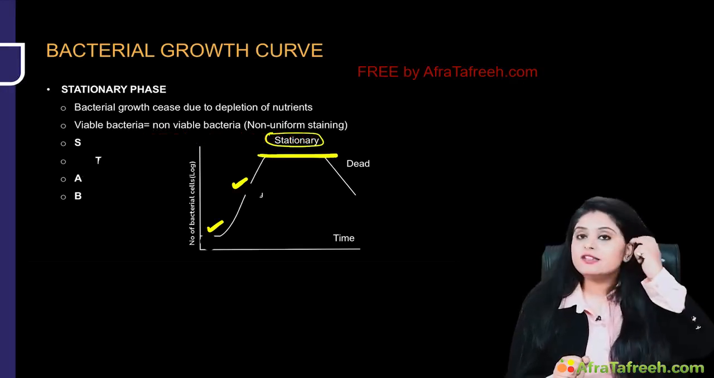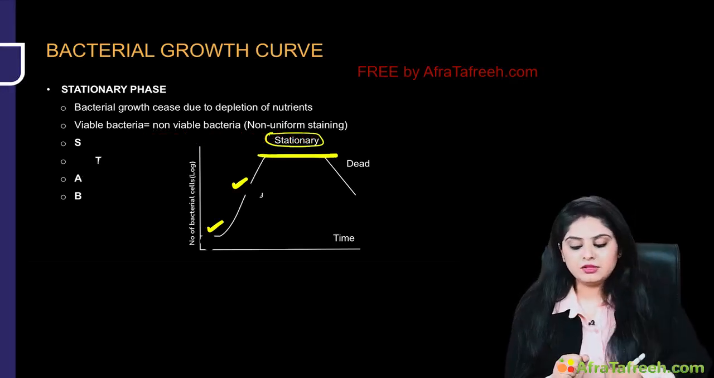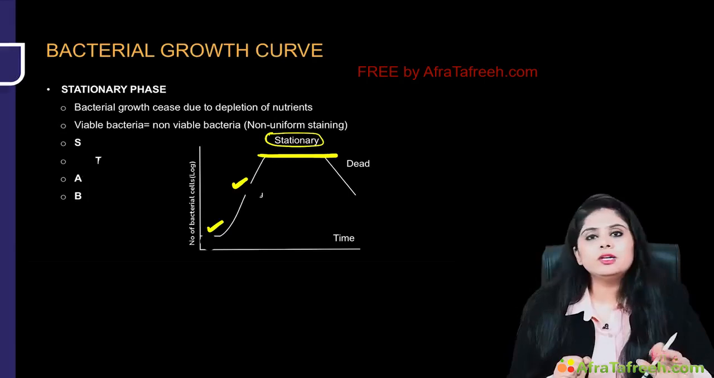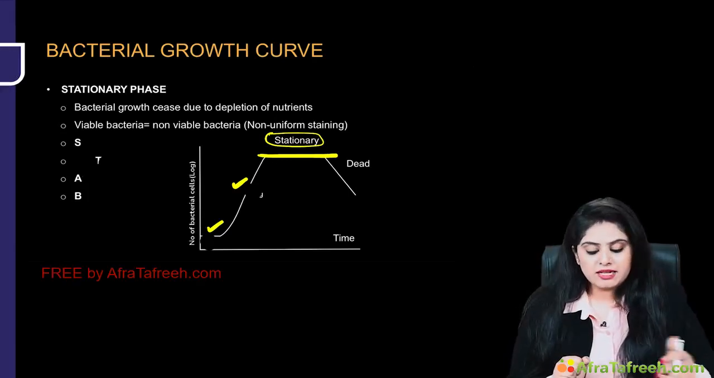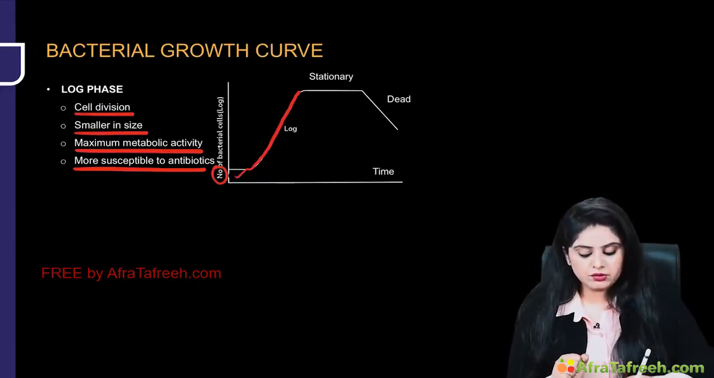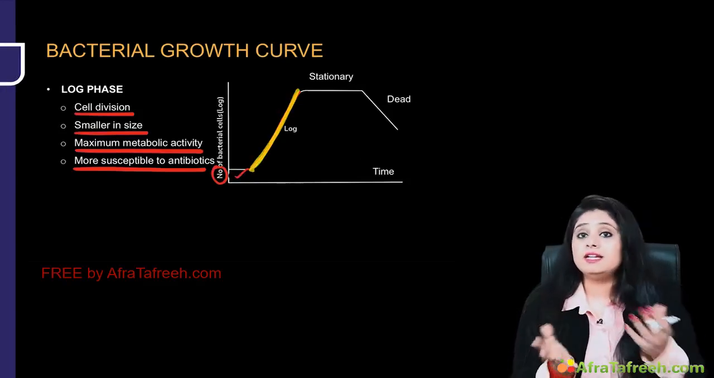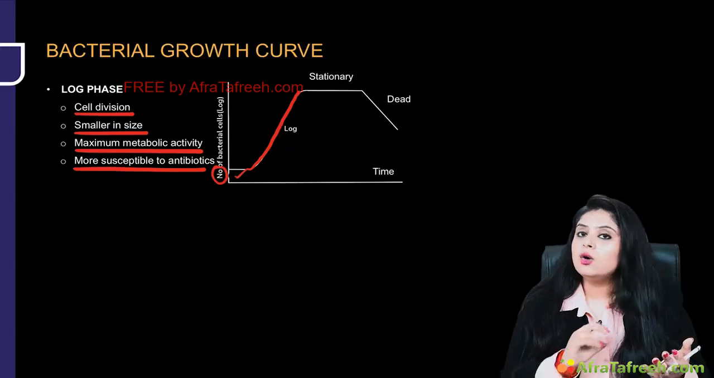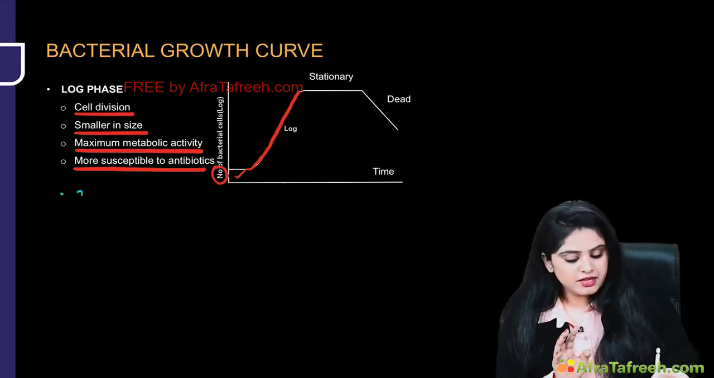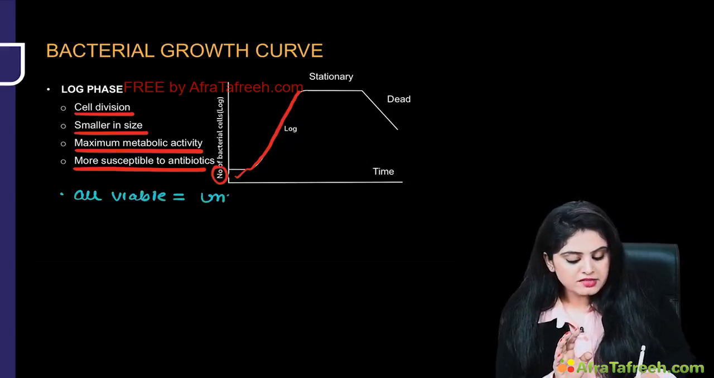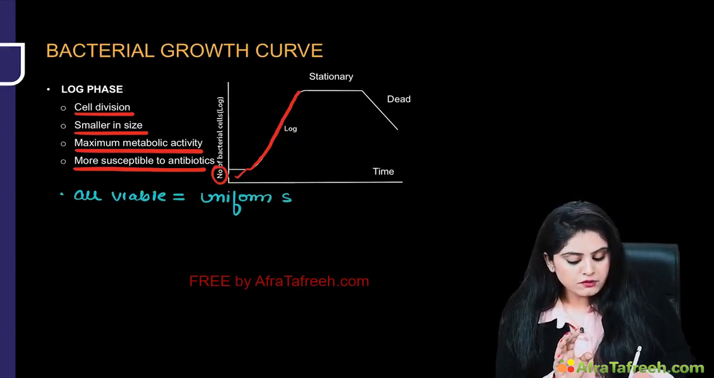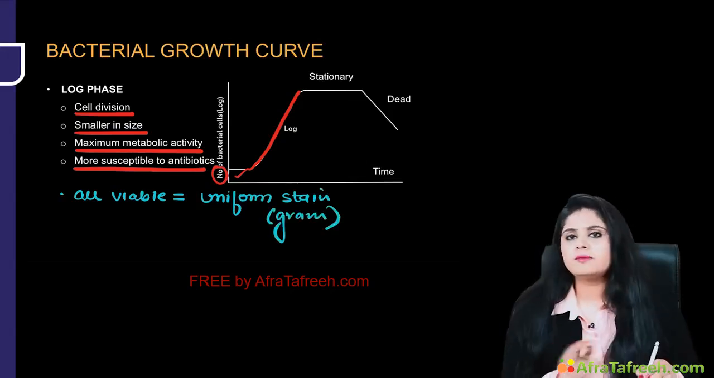Before I start with this, I want to ask you something. Suppose you were planning to do a gram staining in the previous phase. All the bacteria were dividing, and dividing means they were living. No one's dead. All the bacteria are viable. So on gram staining, I was going to get a uniform stain, as all of them were living.